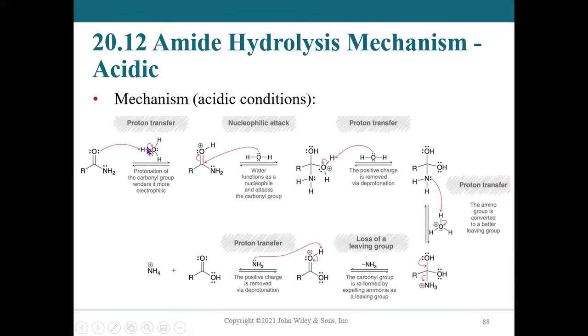The mechanism starts with proton transfer, or protonation of the carbonyl. The second step is the nucleophilic attack from water, producing this tetrahedral intermediate. Another proton transfer removes the proton, so this positive charge is removed. Then we have another proton transfer to protonate this nitrogen. Then reform the carbonyl to expel the NH3. Deprotonate the protonated carbonyl and finally produce this acid.